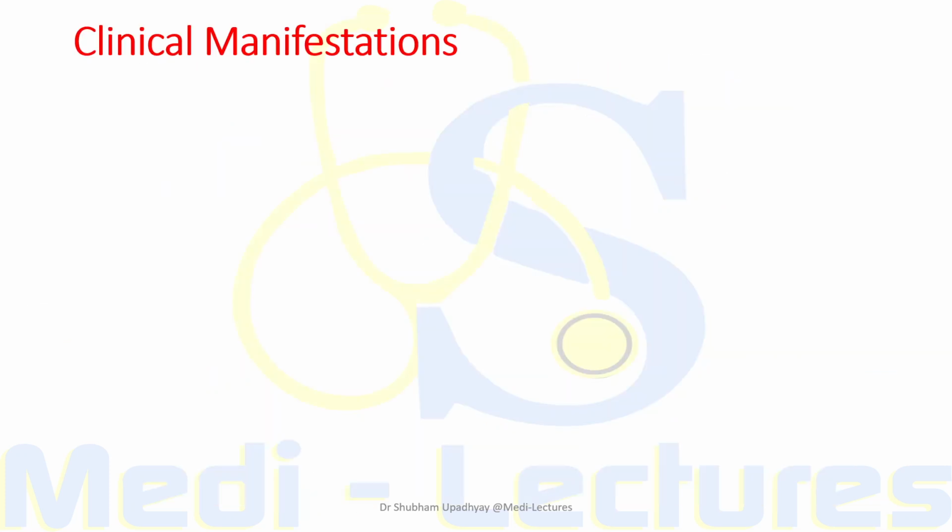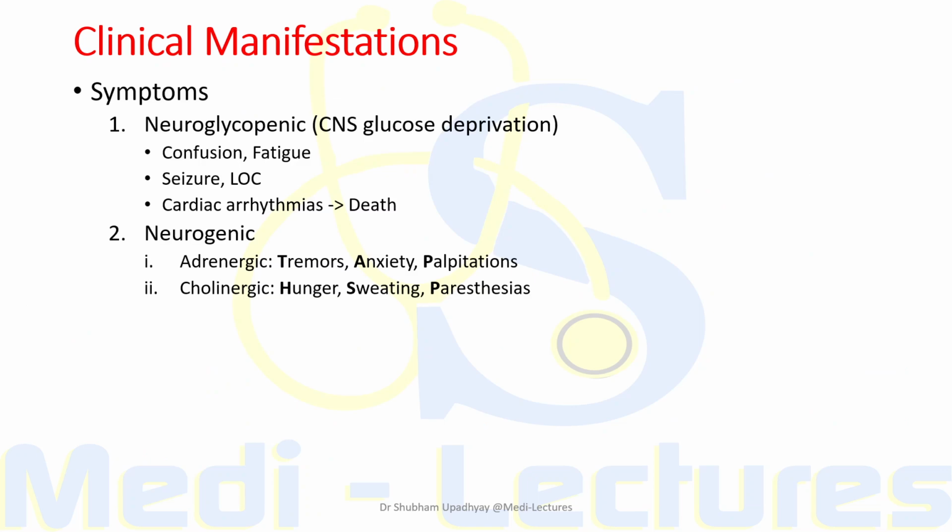Coming on to the clinical manifestations. So what can be the various symptoms and signs of hypoglycemia? So when we consider symptoms, there can be neuroglycopenic symptoms or neurogenic symptoms. Now neuroglycopenic symptoms of hypoglycemia are a direct result of CNS glucose deprivation. These features include behavioral changes, confusion, fatigue, seizure, loss of consciousness, cardiac arrhythmias, which can even lead to death if the hypoglycemia is severe. On the other hand, neurogenic symptoms are the autonomic symptoms associated with hypoglycemia. These can either be adrenergic or cholinergic.